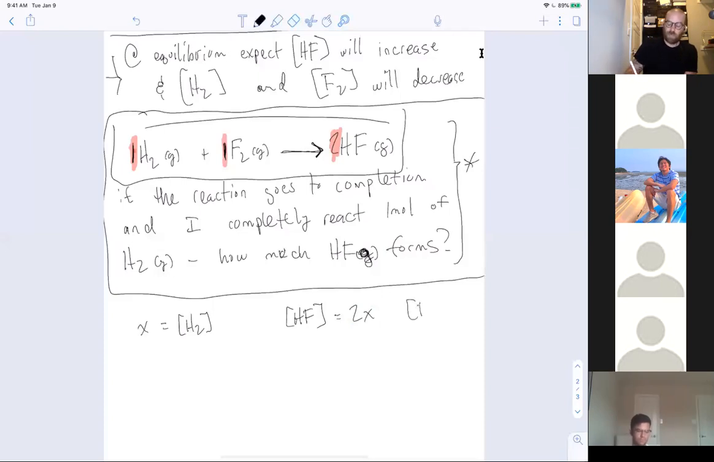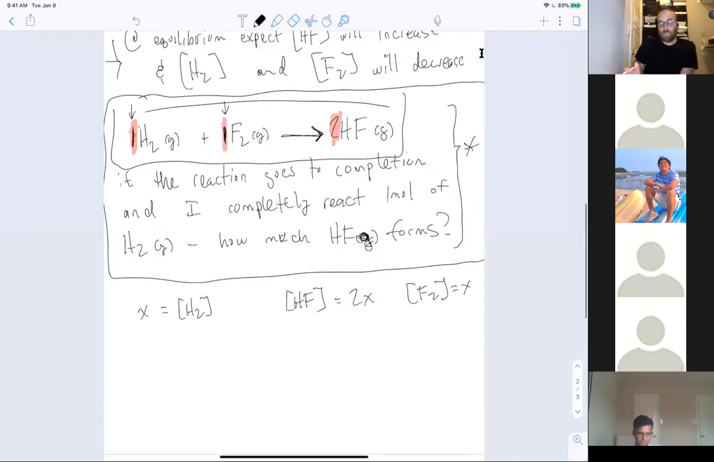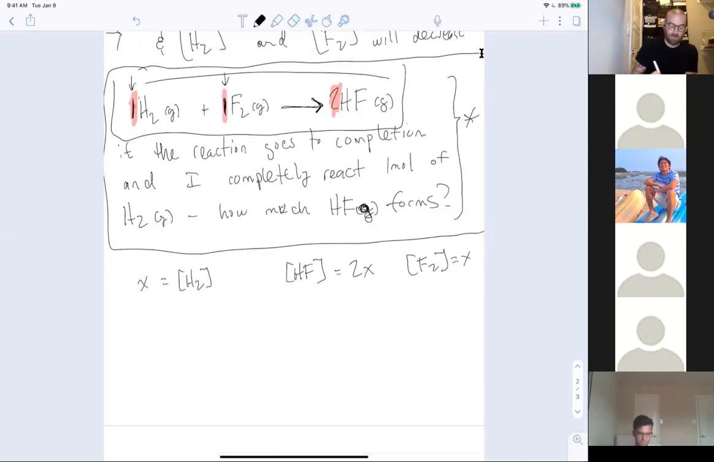And then we know that fluorine will just be equal to X because for every 1 hydrogen I have, I end up having to react 1 fluorine. And we could use something besides just 1x. If we wanted to make it more painful, we could use 0.2 for this and call this 0.4. It doesn't really matter. As long as that ratio is correct, we'll end up getting the correct answer in the end. Since the reaction's not going to completion, it's just with the coefficients.